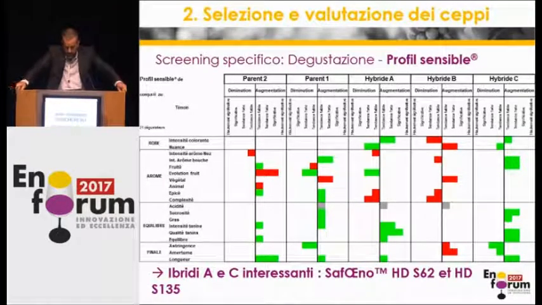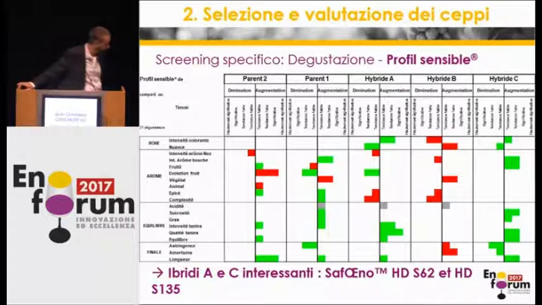So hybrids A and C are selected. These are the Safino HTS 62 and HDS 135 tests. And I'm now going to leave the floor to Etienne, who will continue with the presentation.